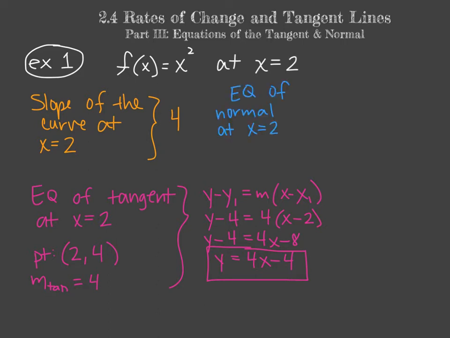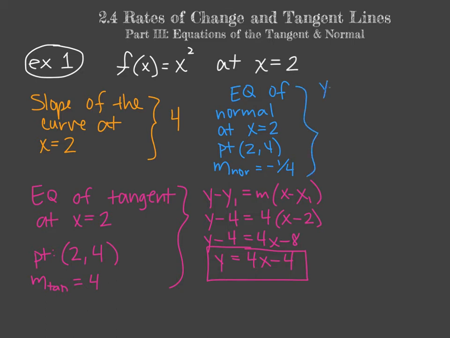All right, once again, we're asked to find the equation of a line. So we need a point. The point stays the same, it's (2, 4). And we need the slope, m sub nor, the slope of the normal line. Well, we know that the tangent line and the normal line are perpendicular to one another. Therefore, their slopes are opposite reciprocals. The opposite reciprocal of 4 is negative 1/4. So the slope of our normal line is negative 1/4.